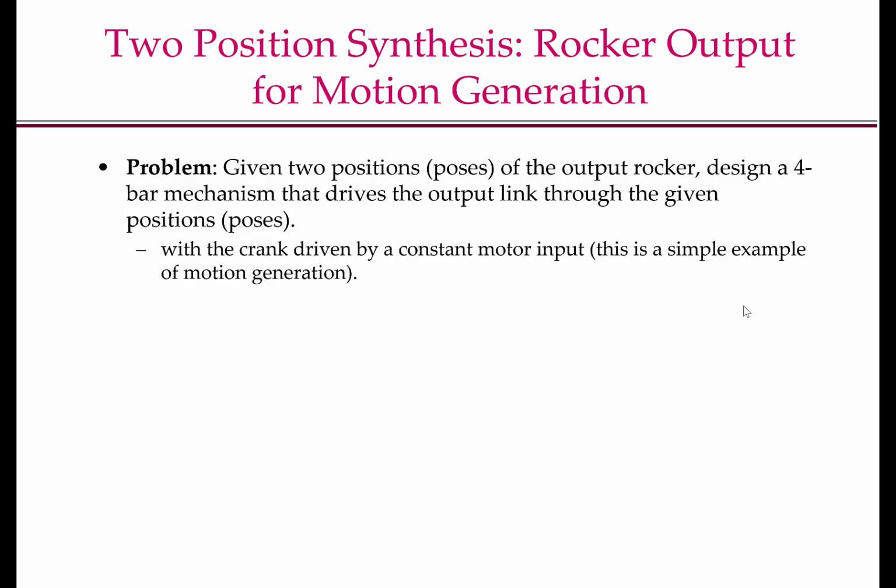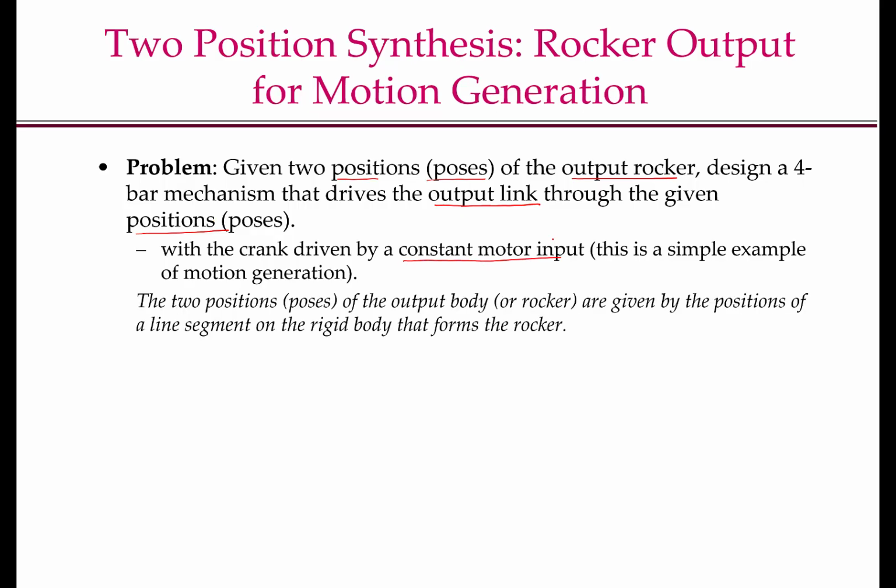So let us look at the first problem. We are given two positions or poses of the output rocker, and we want to design a 4-bar mechanism that drives the output link or the rocker through the given positions or poses. Furthermore, the crank will be driven by constant motor input. So how do we prescribe the positions or poses of the output rocker? As we had discussed in the previous module, let's say the rocker is some rigid body. Then if I pick any line segment on the rigid body, say CD, and prescribe its two positions, then I am prescribing the two positions of the rocker.